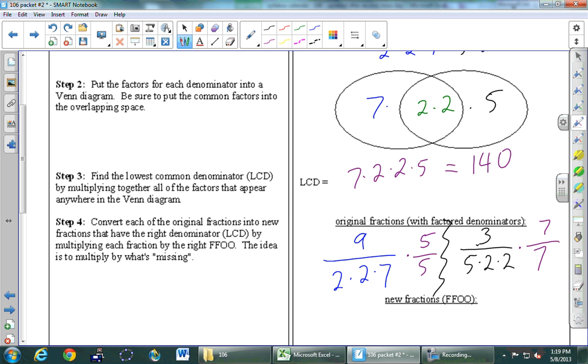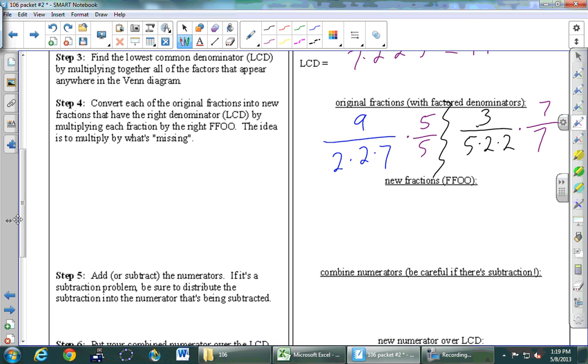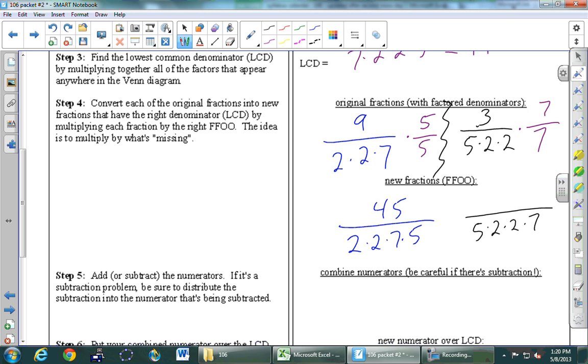So far, so good? Okay. So we've got our new fractions. So let's put in the new fractions. So the blue one, I'm just going to copy the whole denominator, 2 times 7 times 5. Upstairs is just 9 times 5, which is 45. In black, 5 times 2 times 2 times 7. What's upstairs? 21. And these two were supposed to be added together.